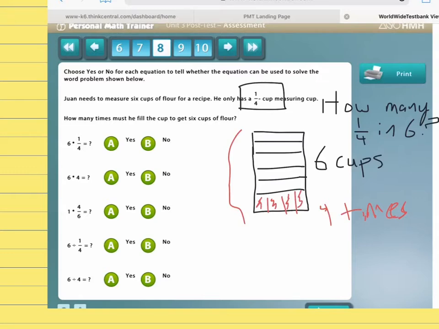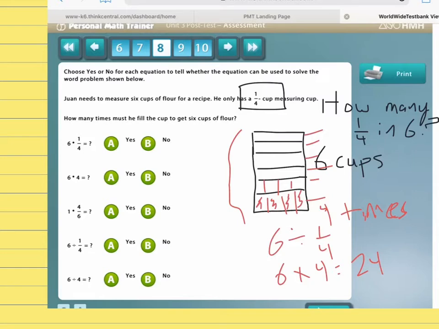Well, the way I solve it is I just draw my picture. So he has to fill up his cup 4 times from each whole cup. So 4, 4, 4, 4, 4, 4. 6 divided by 1/4 is the same as 6 times 4, which is 24 times. So the answer is 24 times.